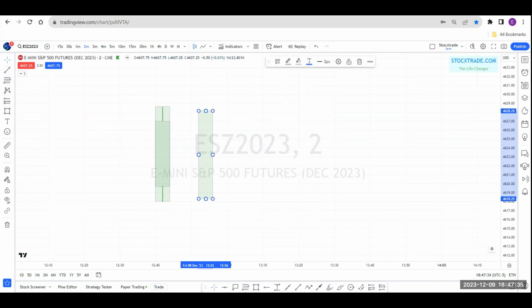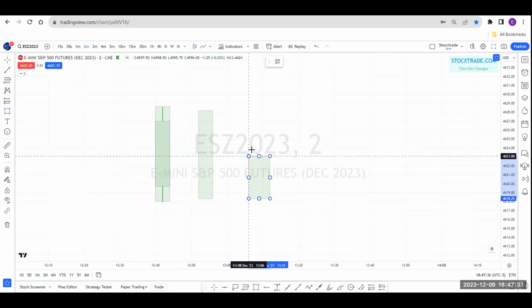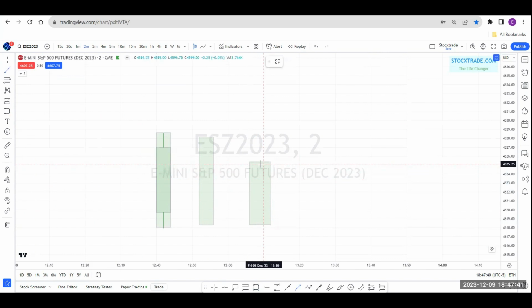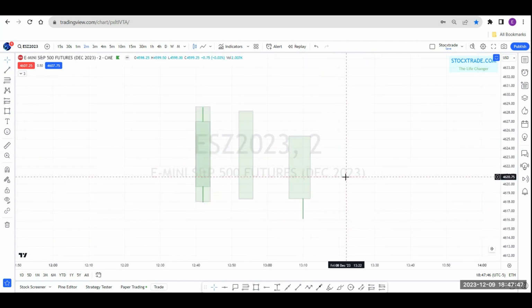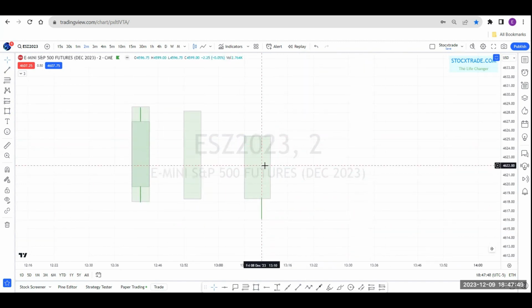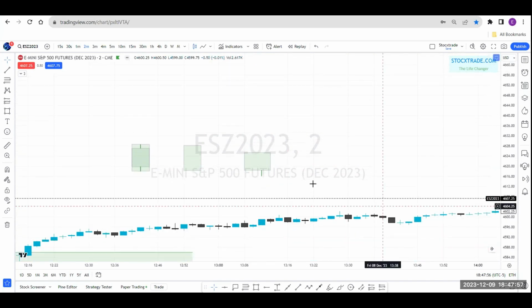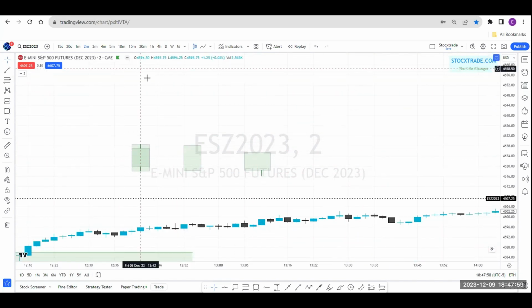Or suppose a small candle but with a one-sided wick, either on the top side or the bottom. Wherever we have more than 50% of the candle covered by the body, we will consider all these candles as momentum candles, right?